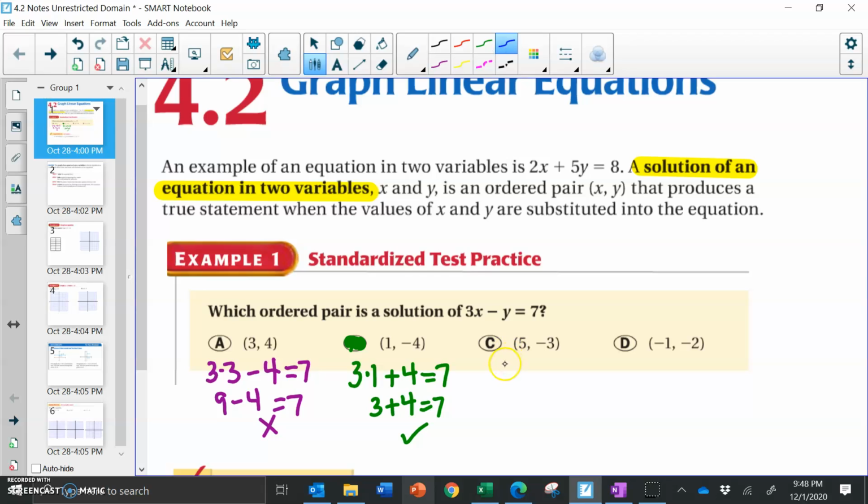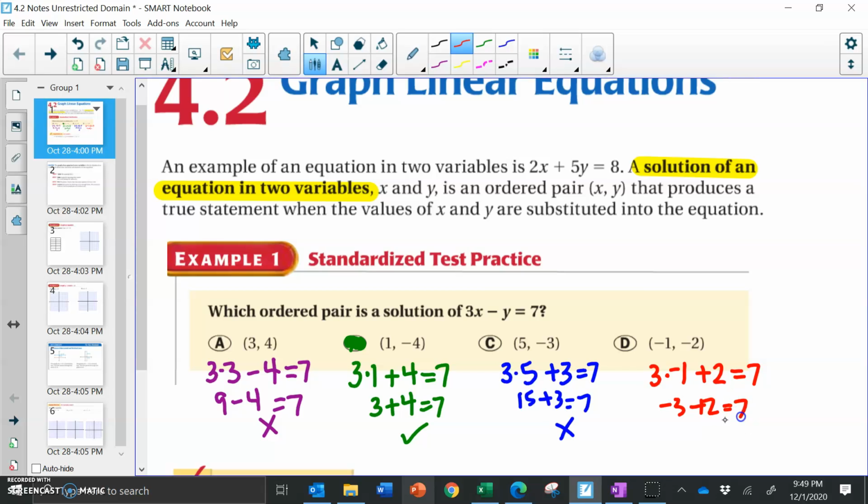If I try the other two real quick, 3 times 5 minus negative 3 would become a plus 3. That is not going to equal 7. And if I do 3 times negative 1 minus negative 2 becomes plus 2. I have negative 3 plus 2 is equal to 7, which is not true. So B was the only correct choice here.